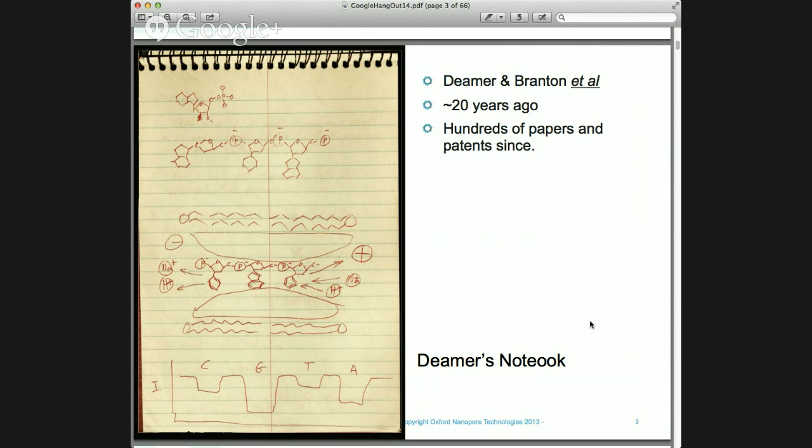Now, it's taken really 20 years to get to where we are. An enormous amount of academic research, an enormous amount of cross-fertilization in that research, and a lot of government money, particularly in the US, has gone into this.